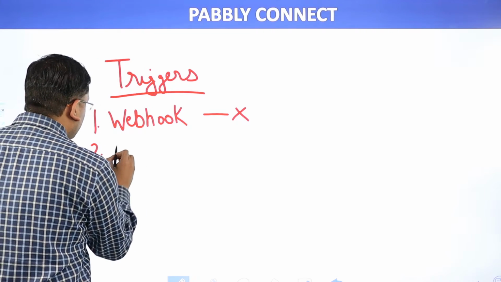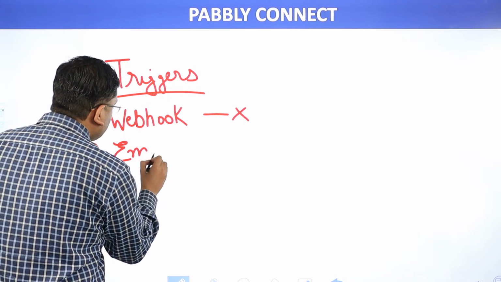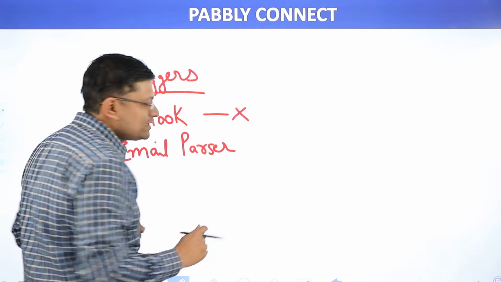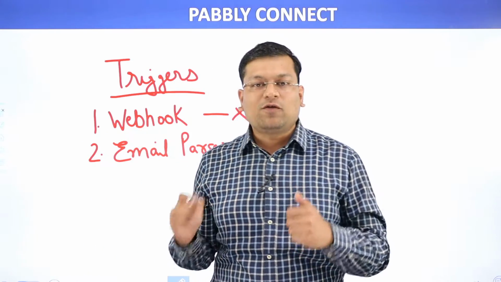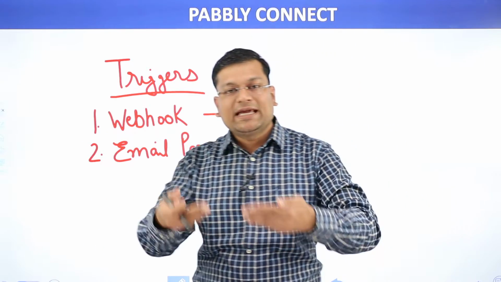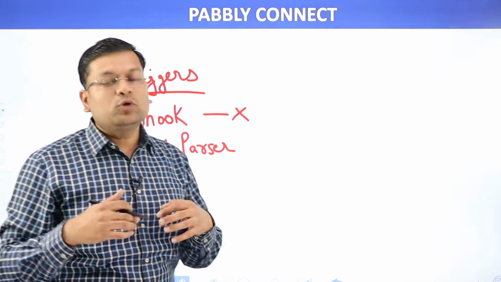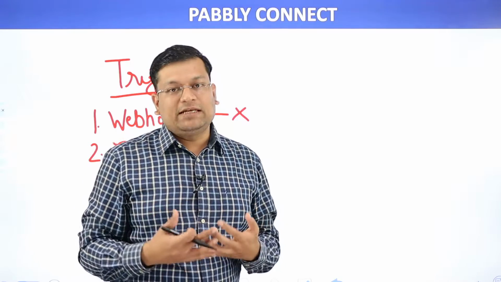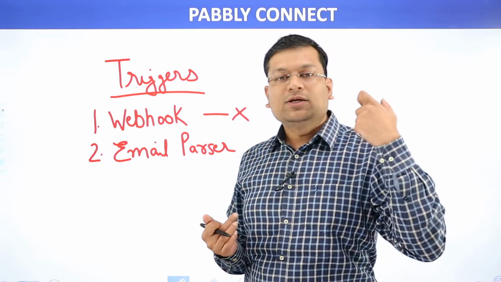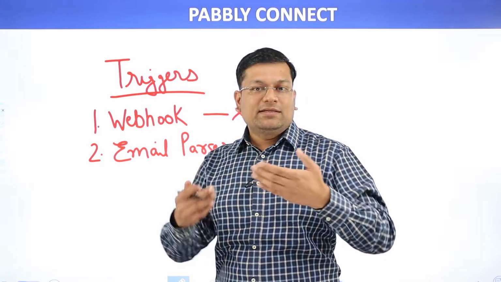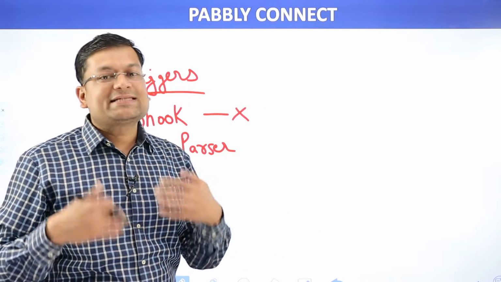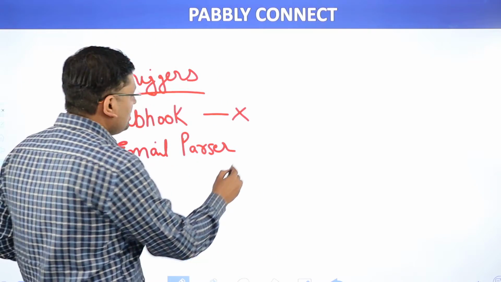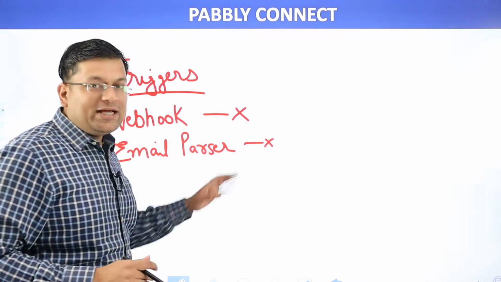The second trigger that you do not have to pay for is the email parser. Email parser is very unique to us because very few software actually offer this functionality, where when you are getting any email at your end, you are able to parse that email and extract data from it. You can extract the from name, the from email, the body of the entire email, and basically as many things as possible from the same email. So email parser is again free.